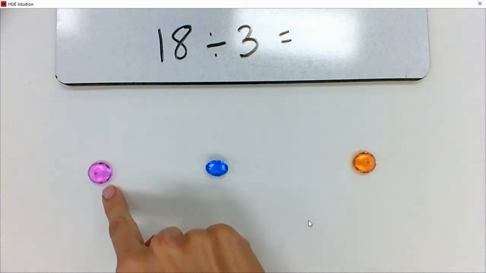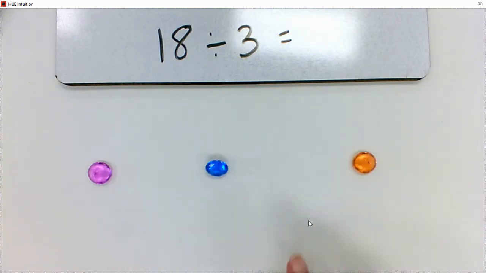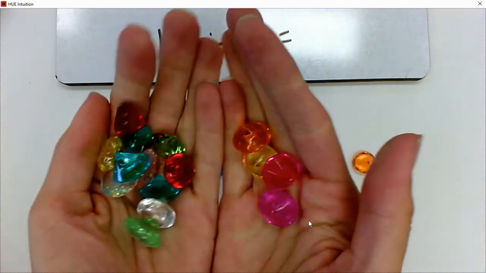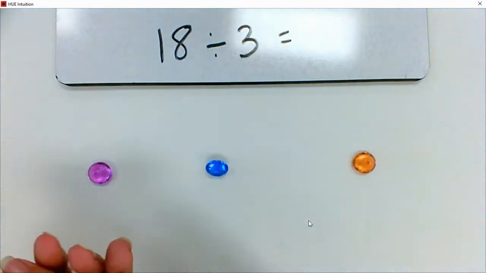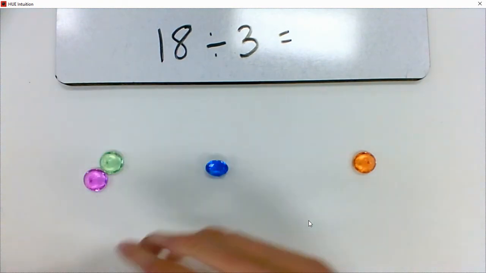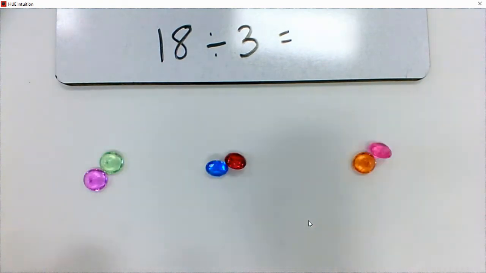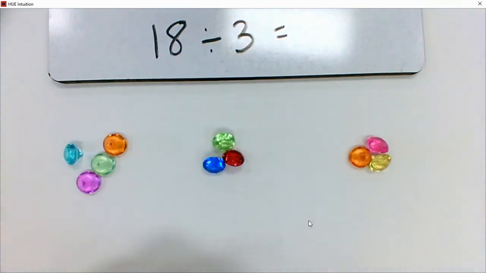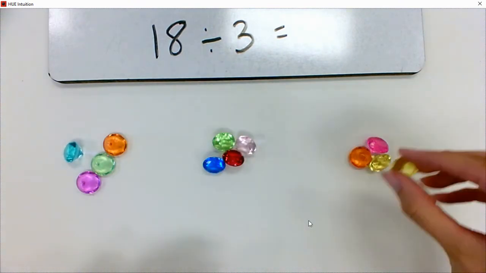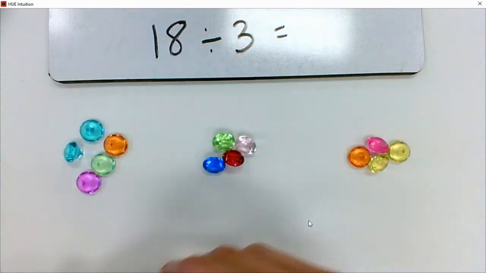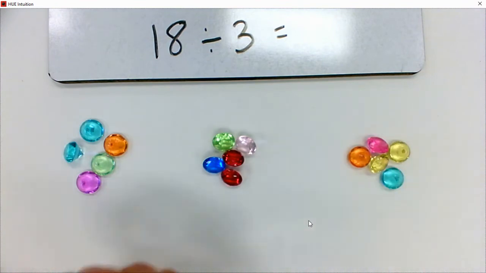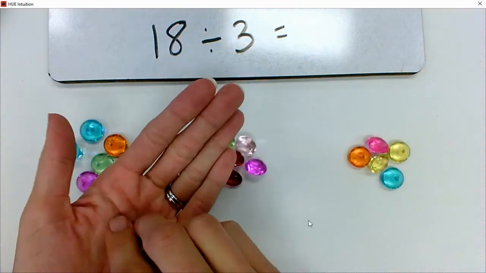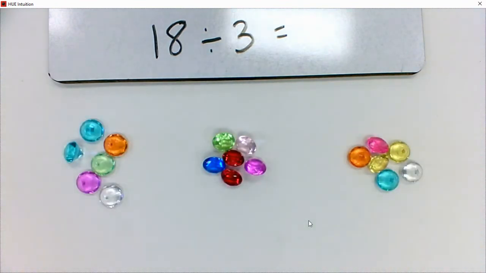So I've started 3 groups, and I'm going to keep going around, placing 1 gem in each group until I've used up all of my 18 gems. One for you, one for you, one for you... Only one left. Perfect. That worked evenly.